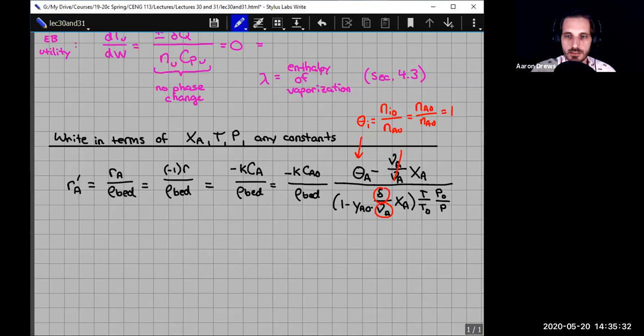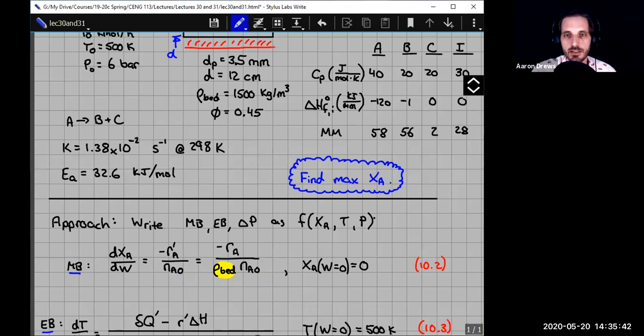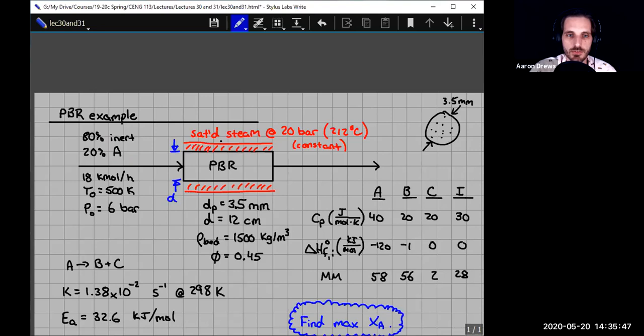So if we were to look at each one of these, it would be 1 minus 0.2 is the mole fraction of A coming in. How do we know that? It was just given to us, right? Right up here, we said there's 20 mole percent of A coming in. So there was no mystery to that one.